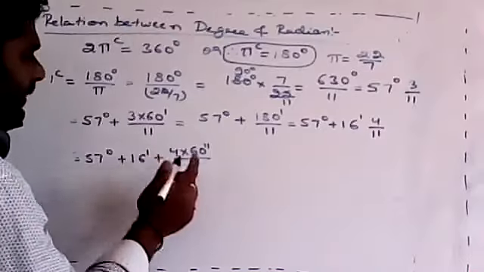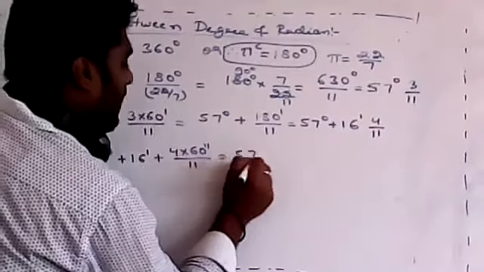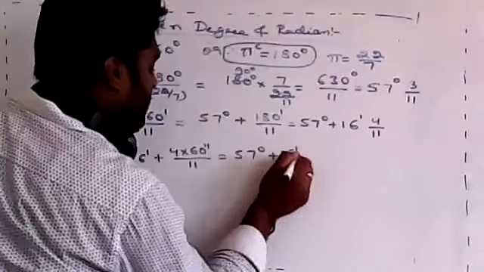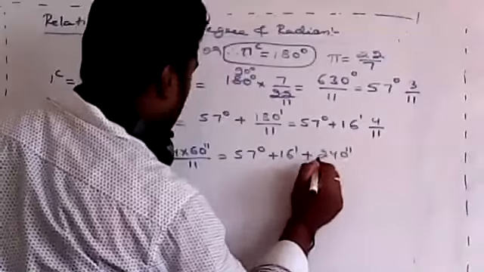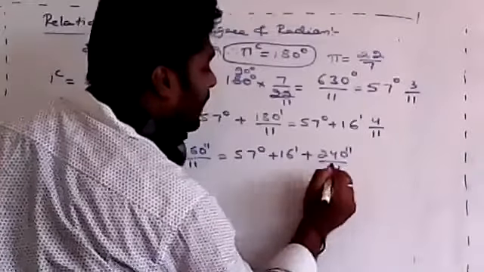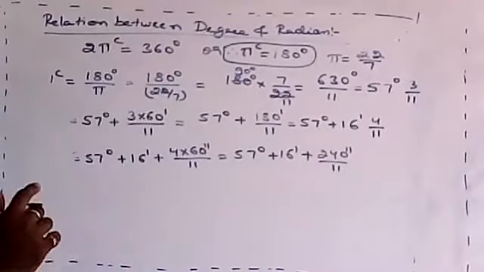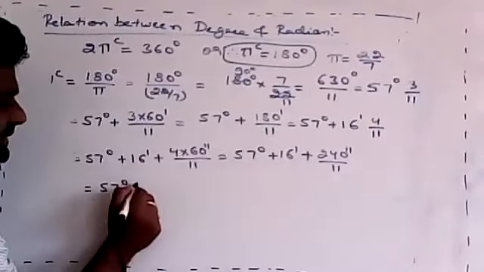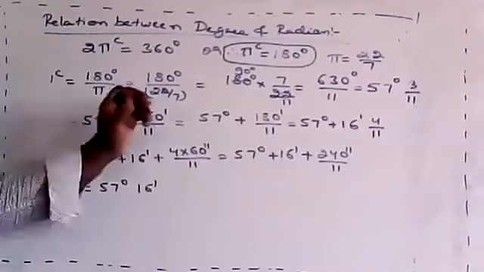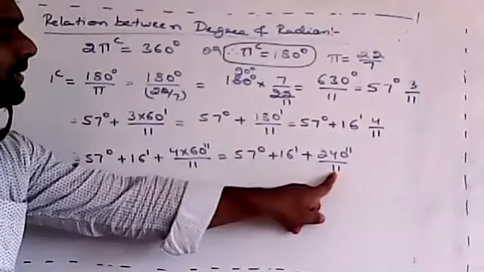Then what we get here then? So 57 degree plus 16 minutes plus 240 by 11 seconds. Correct or not? Next see, 57 degree directly I'm writing. This is 16 minutes. No need to write plus. So now tell me how I'll divide this one.